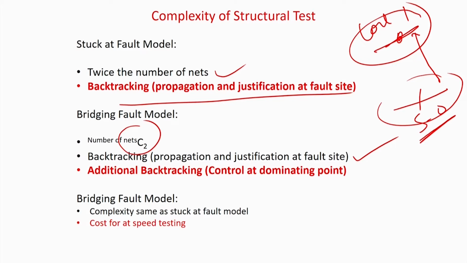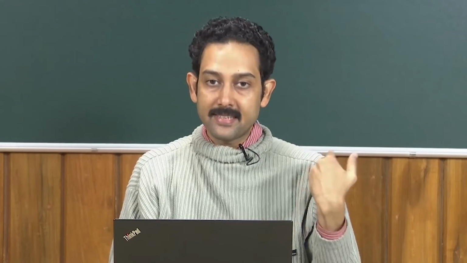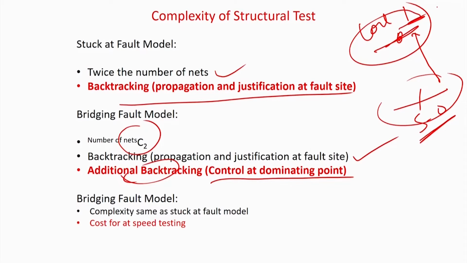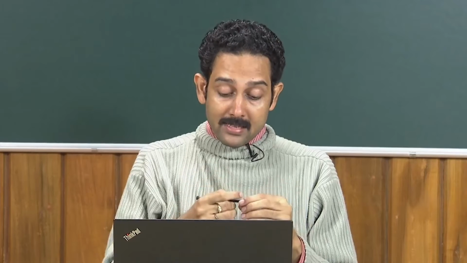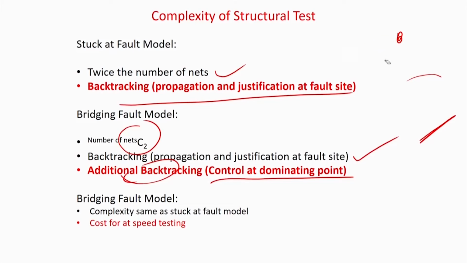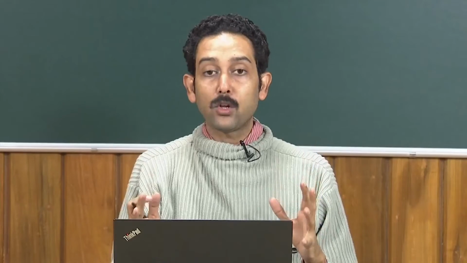So the more constraints you put, the more conflicts you will have, and additional backtracking will be required. So this control is the dominating point. One point is getting dominated where you are testing for the stuck-at 0 and stuck-at 1 fault, but the other line which is dominating it has to be put to a constraint. Like I told you, in this case maybe you were checking for stuck-at 0, here you have to keep a 1. So the more such control points you have, the more complexity there is because of the backtrack. So the main issues are all happening in such cases because of the backtrack issue.